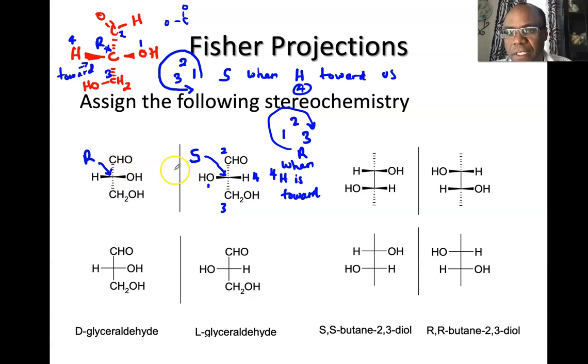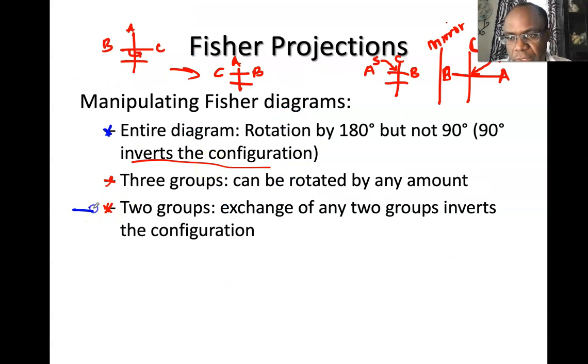So now you see, whenever you put an original molecule in front of a mirror, the chirality is inverted. And that's what this point says right here. If you exchange any 2 groups, you're going to invert the configuration.